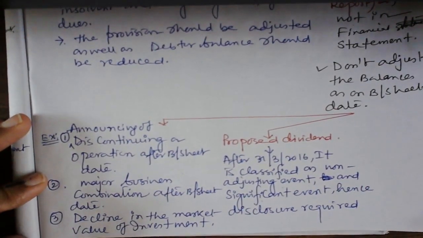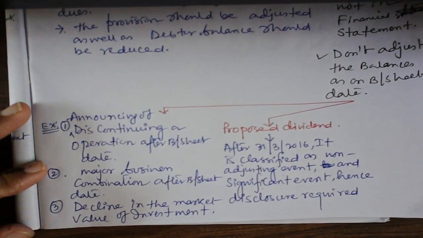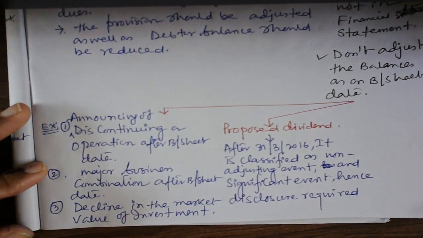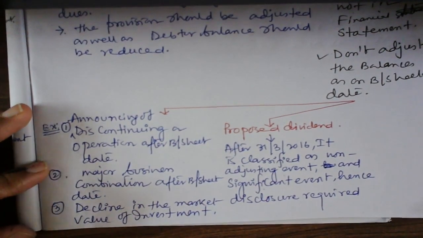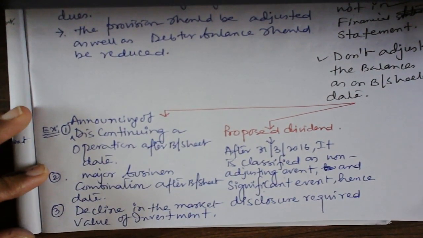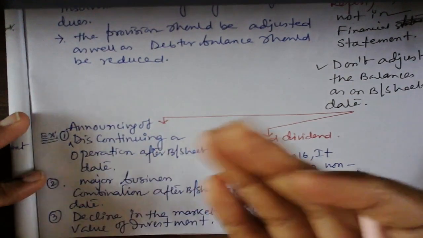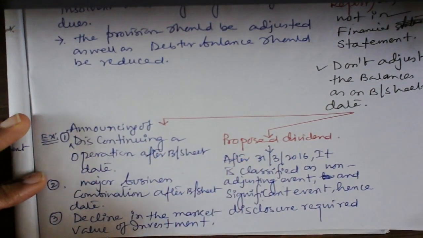These are the examples of non-adjusting events. If any investment value decreases, think about it: 31st March 2024 is the book closure date. Now 30th September 2024 is the financial statement approval date. On the balance sheet date, we don't know about the decline in the value of the investment. Now on the 4th June, when the LS poll result comes, the market value of the investment may decline or may increase. If the market value declines on the 4th June due to the LS poll result, then after the balance sheet date the event comes as a decline in the value of investment. So this is non-adjusting, because you did not know on the balance sheet date, 31st March, that the investment value would decrease. So this is called a non-adjusting event.